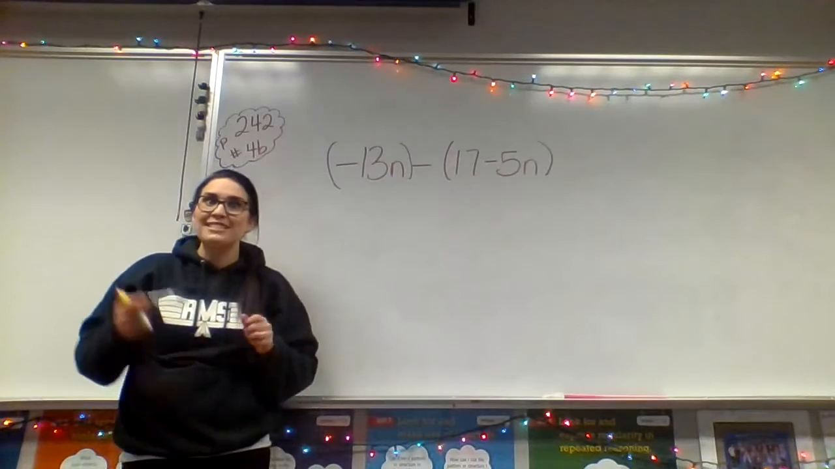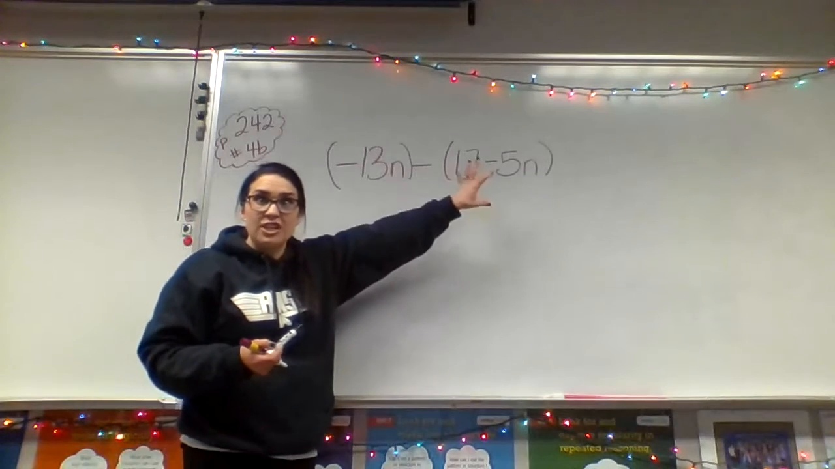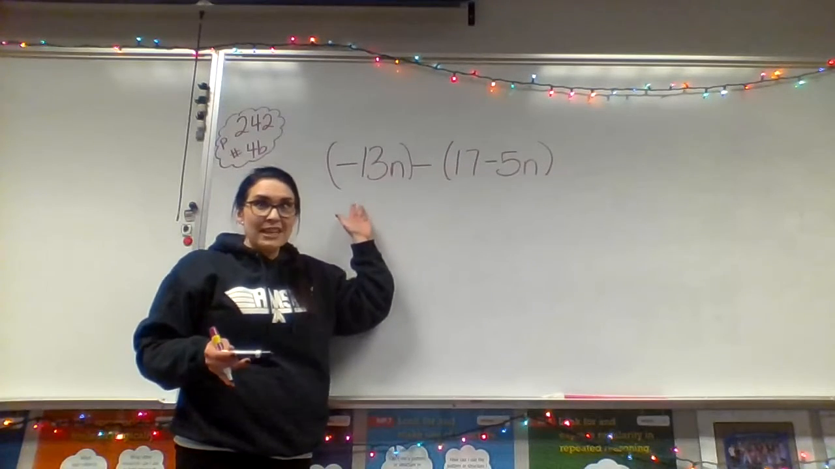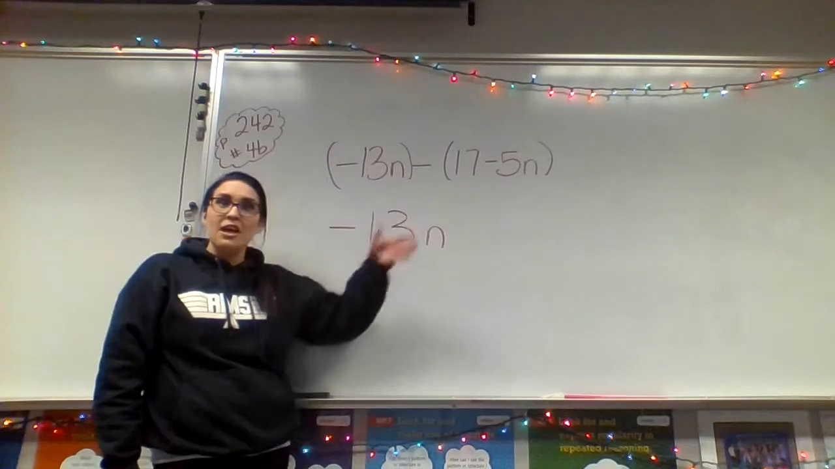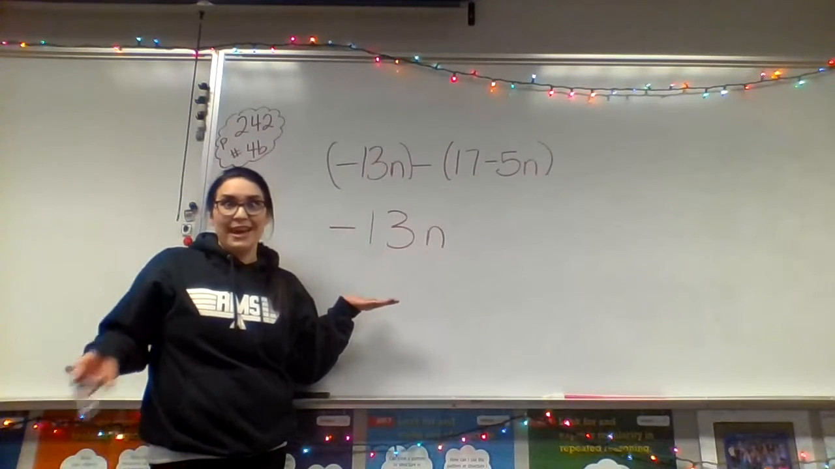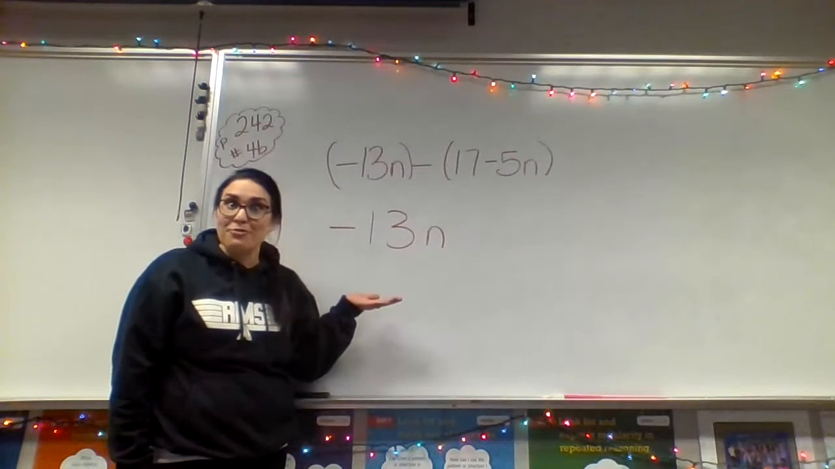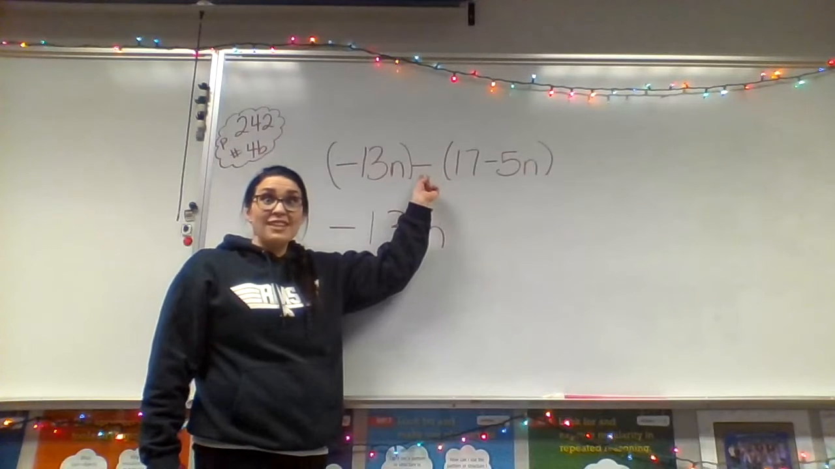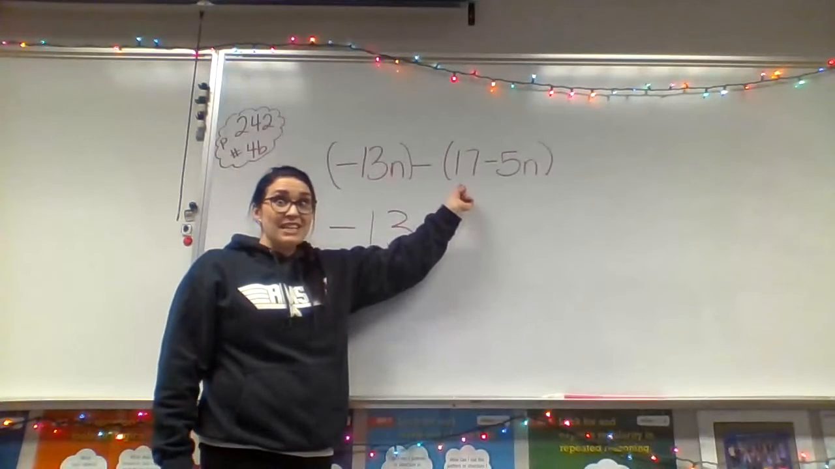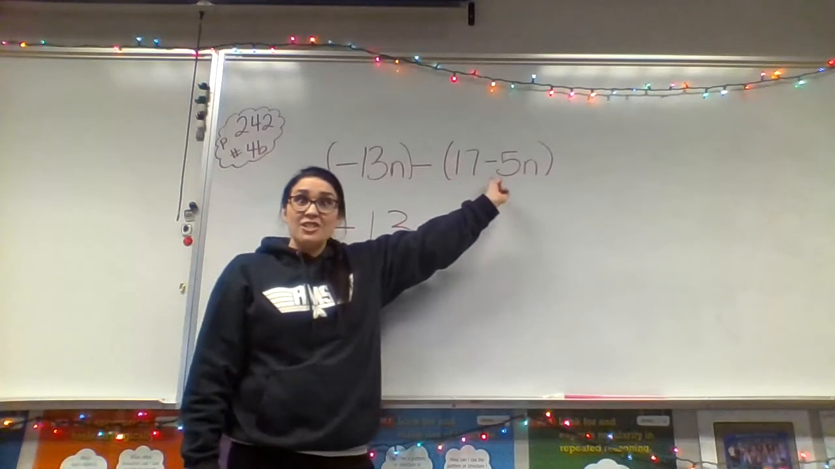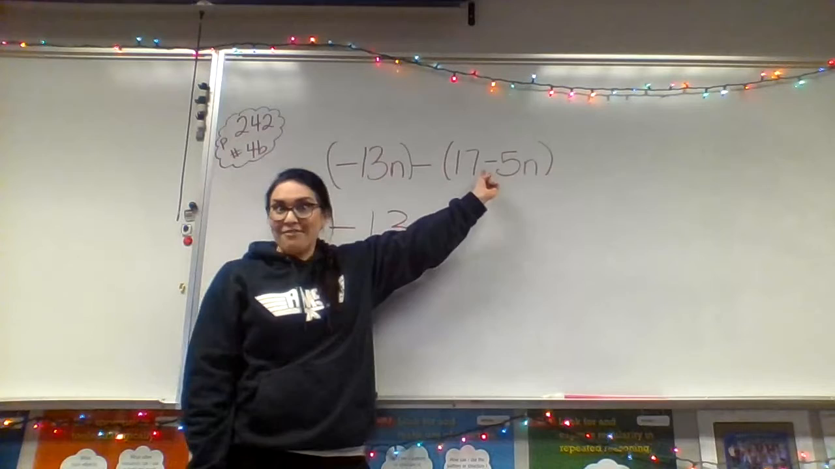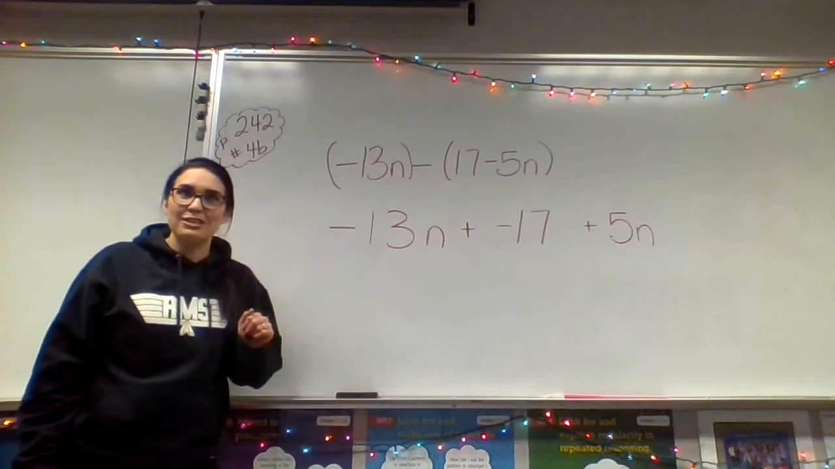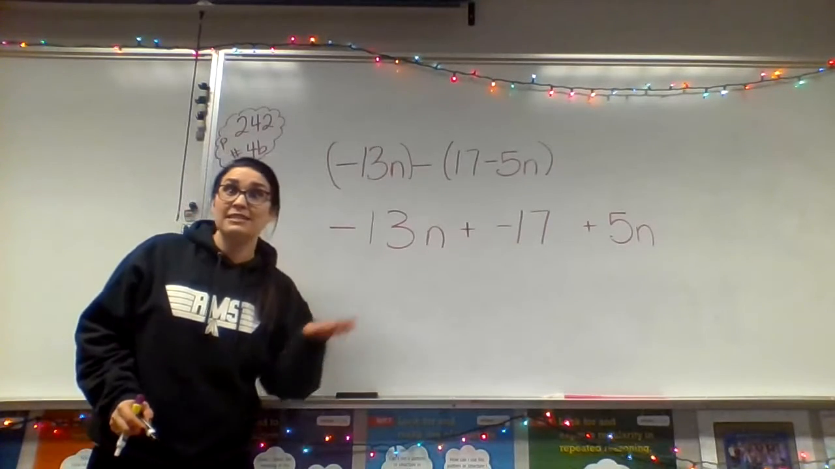Now remember, when we distribute that negative 1 to start changing our signs, we do not do it with where we start from. So this negative 13n is going to stay negative 13n. So this negative 13 is going to stay negative 13. But when we distribute that negative 1 to the second set of parentheses, what it's going to do is change our subtraction sign to addition, change our positive 17 to a negative 17, and then change our subtracting 5n to adding 5n. So now this is what our new expression will look like. So our new expression, negative 13n plus a negative 17 plus 5n.